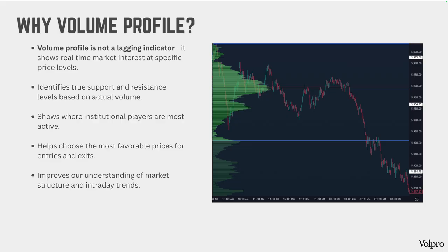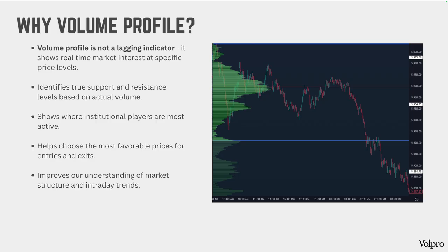Volume profile identifies true support and resistance levels that are based on actual volume, not based on candlestick patterns, not based on specific highs and lows, but based on real volume. So we can identify these true areas where there is most likely going to be a reaction, a ceiling, and a floor. The volume profile shows us where institutional players are most active.